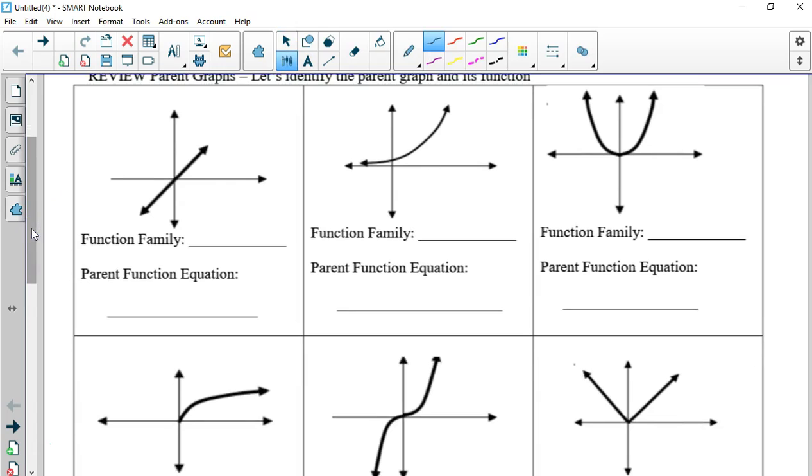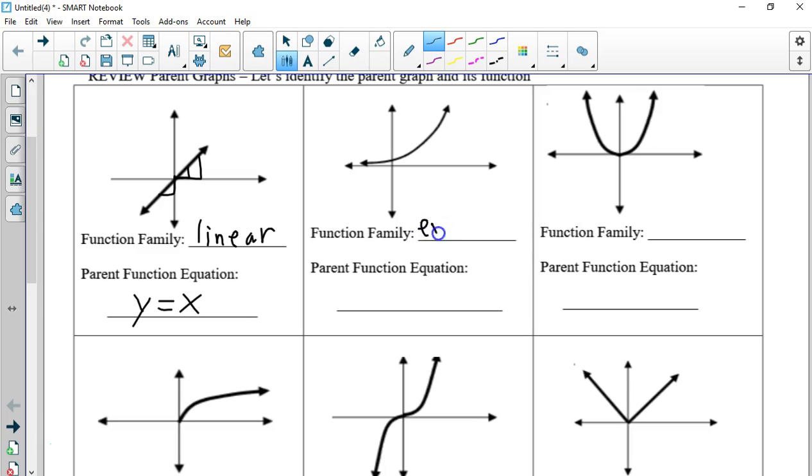So this first one is a linear equation. And this is just y equals x. So in other words, if x is 1, y is 1. If x is 2, y is 2. If x is negative 1, y is negative 1. Same number. X is equal to y is equal to x.